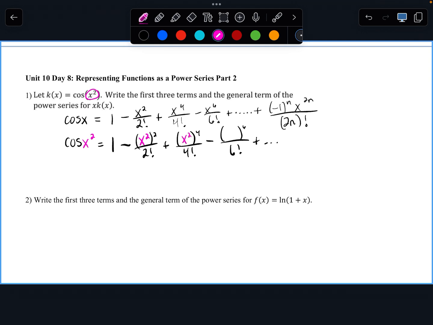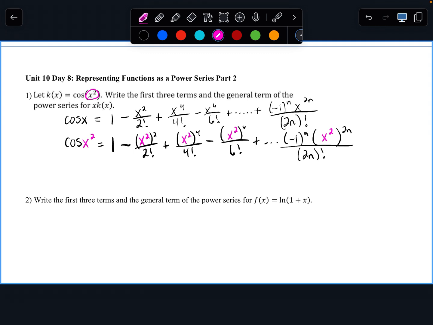I plug in x squared, x squared, x squared. And then as far as the general term, all the n junk, you just leave it. Everything's messed up with the x, so the -1 and the 2n thing is not changing at all. It's only the x that changes. So it's the same idea where you're just going to throw in x squared, just like all the other ones in there. Right. I'm going to run out of room.